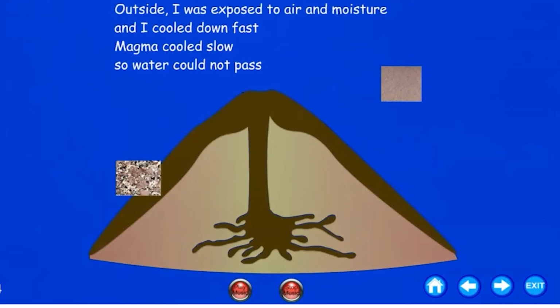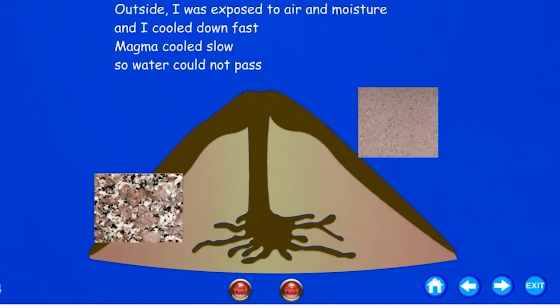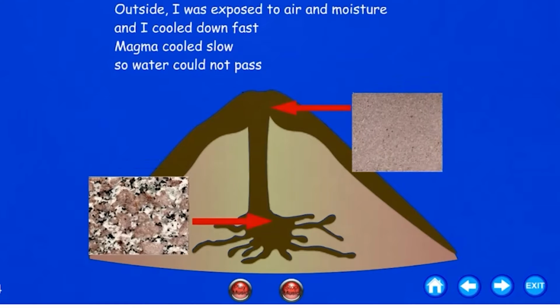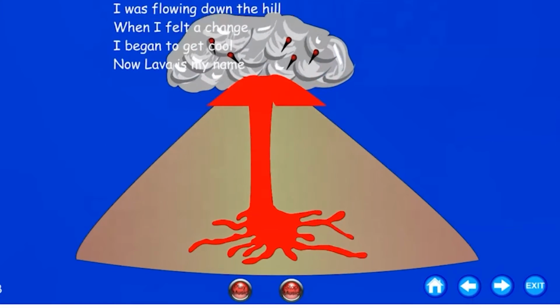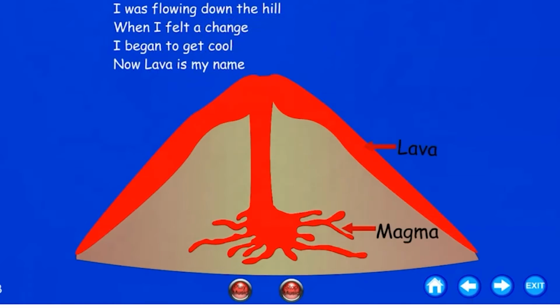This slide shows that inside of a volcano, it cools down slower, so the minerals tend to be larger. On the outside, the lava cools down much faster, and it doesn't give the time for the minerals to form, so they're smaller. This one shows that when it's in the magma chamber, it's called magma. When it comes up, it is called lava. So chemically, they're the same thing. Magma will be the larger crystals, and lava will be the smaller crystals.